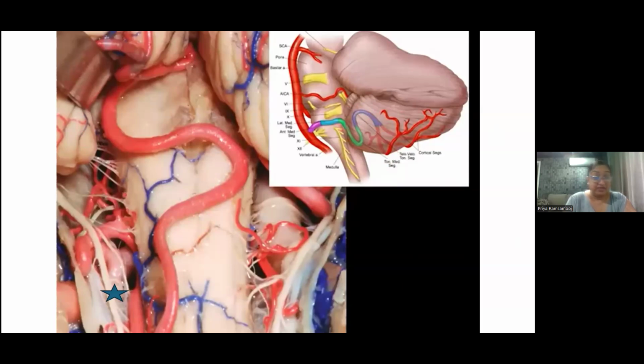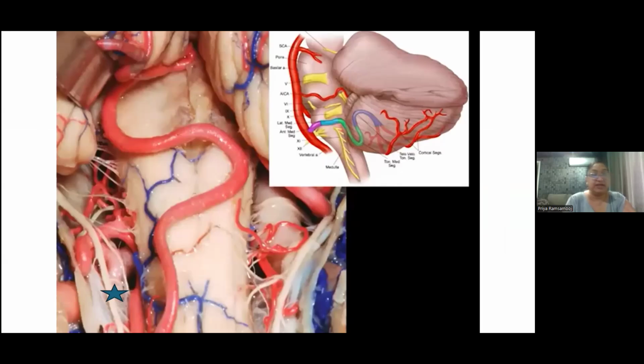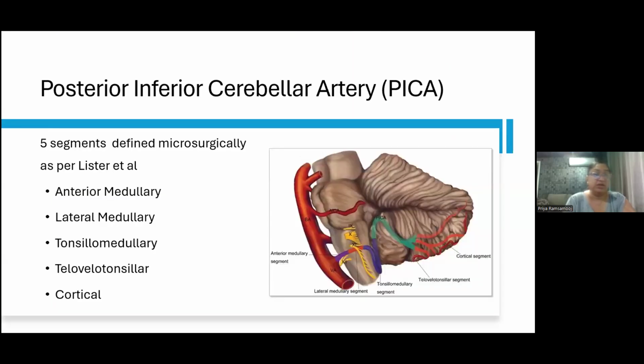And there are five segments, and that picture, sorry, this should have helped to underline the five segments that you would see. Your anterior medullary in purple, your lateral in blue, your tonsillomedullary coming across, and then your telovelotonsillar, and then your red branches being your cortical. So like I would have said, in essence, you have five segments defined microsurgically as per Lister et al. Anterior medullary, lateral medullary, tonsillomedullary, telovelotonsillar, and cortical, okay?